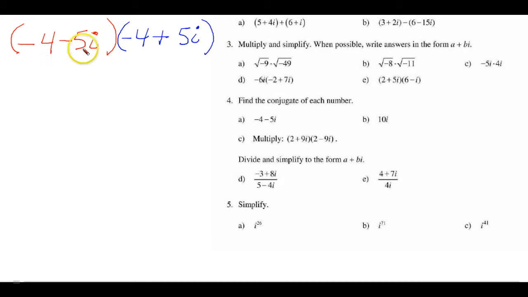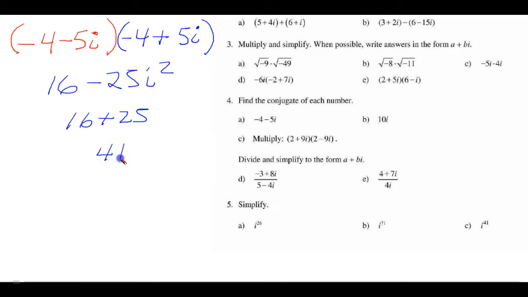Now, one of the things they ask us to do is to multiply conjugates. So this will be a positive 16. This will be a negative 25i squared. Your inner and outer terms cancel out. So this is a negative 25i squared, but i squared is a negative 1, so this becomes 16 plus 25, or a 41.